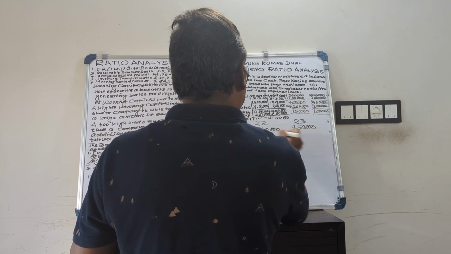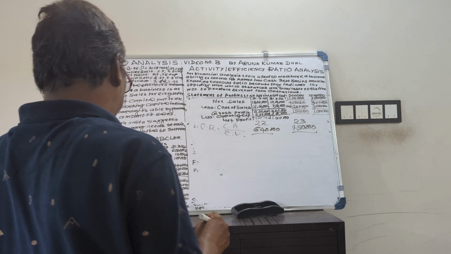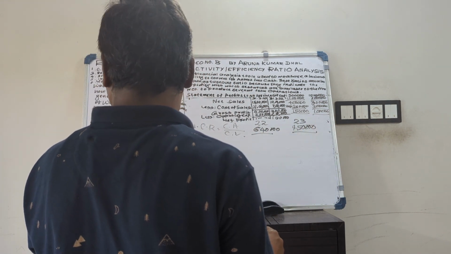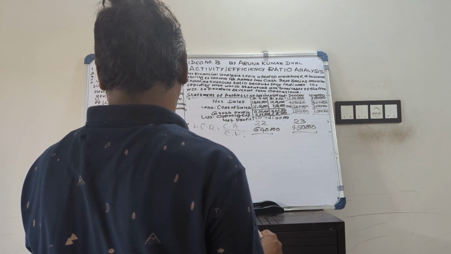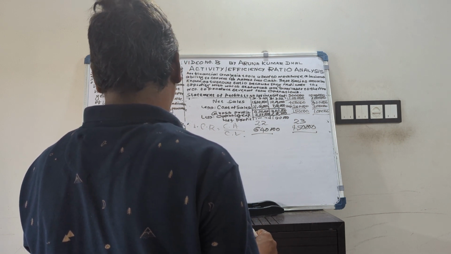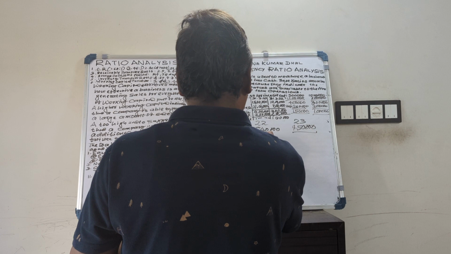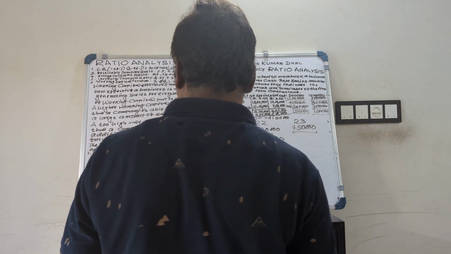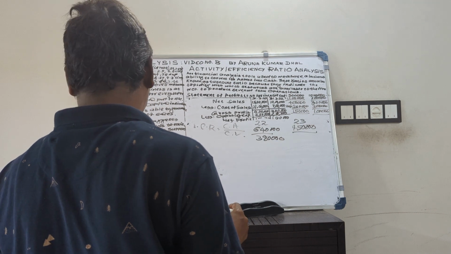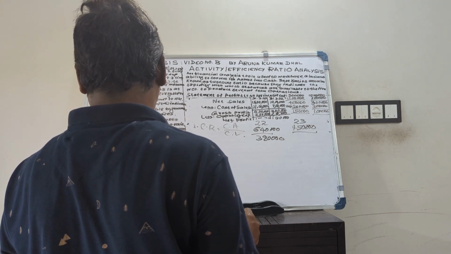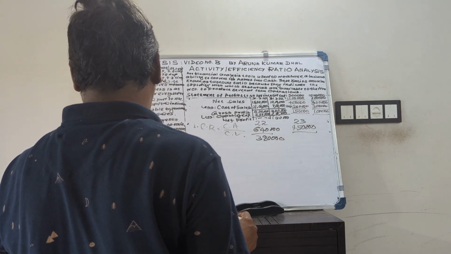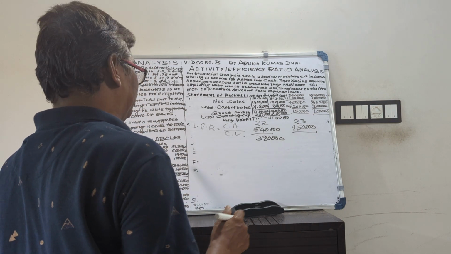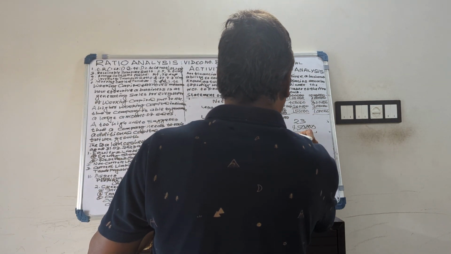Then current liability in 2022 is trade payable, that is sundry creditor 3,60,000 and bills payable 20,000. So 3,80,000. And in 2023, current liability is sundry creditor 1 lakh and bills payable 30,000. So 1,30,000.